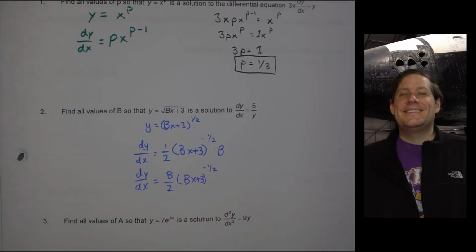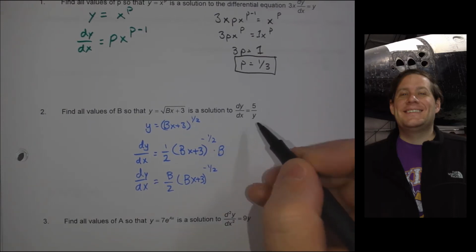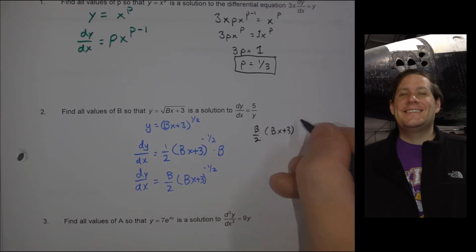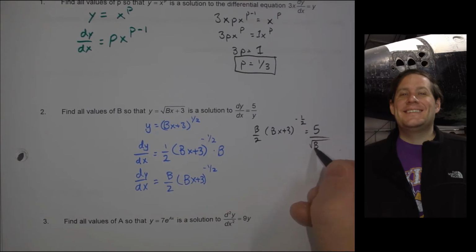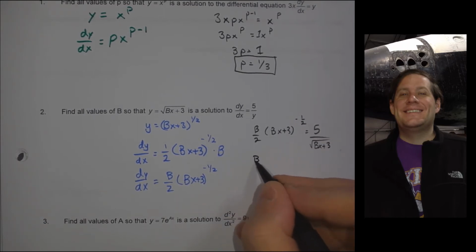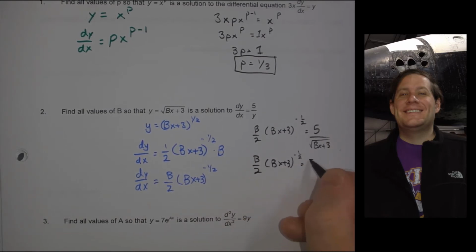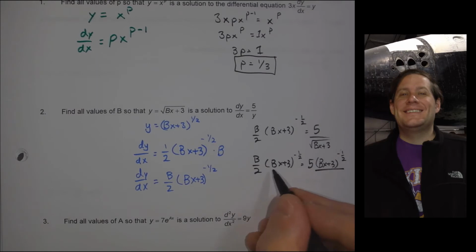And so when we bring it over to the differential equation, we would need b over 2 (bx plus 3) to the power of negative 1/2 equals 5 over y, and y itself was the radical of bx plus 3. So therefore b over 2 (bx plus 3) to the negative 1/2 would have to be equal to 5 (bx plus 3) to the negative 1/2. And since those are equal, that would mean b over 2 equals 5, and hence b equals 10. And that completes that problem.